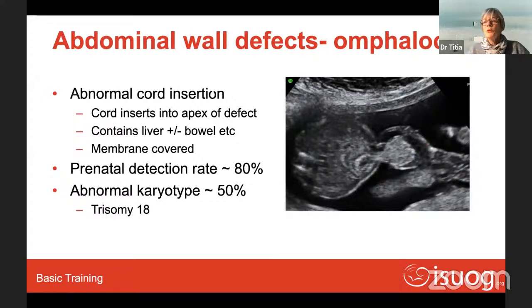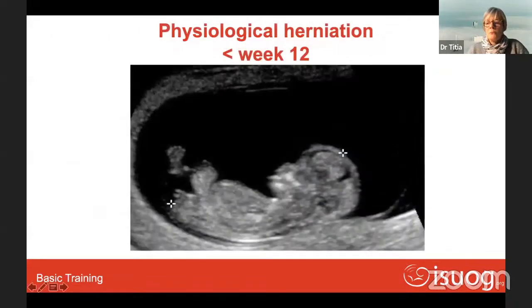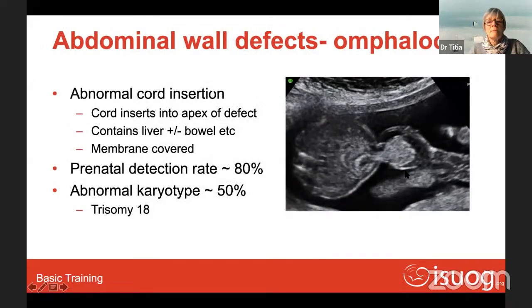Then we come to the abdominal wall defects. An abdominal wall defect is when the cord insertion is not completely normal and you see some tissue protruding. And in this case, it looks like there is small bowel protruding within the umbilical cord. In which case, if whatever is protruding from the bowel is within the umbilical cord or has tissue around it, then we're dealing with an omphalocele.